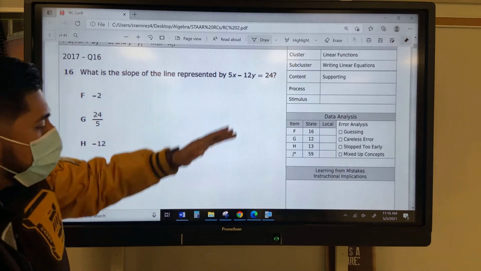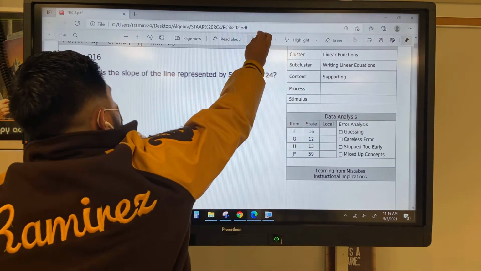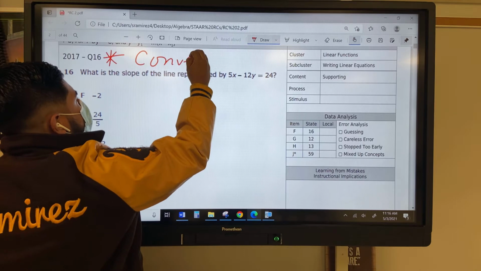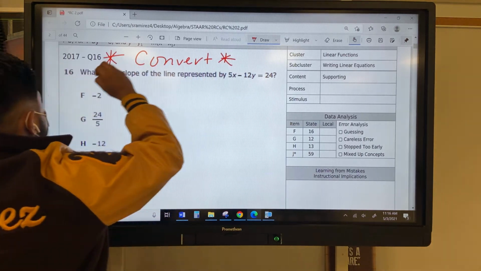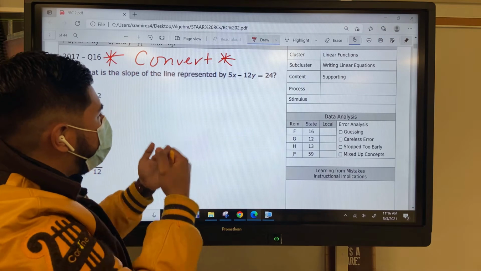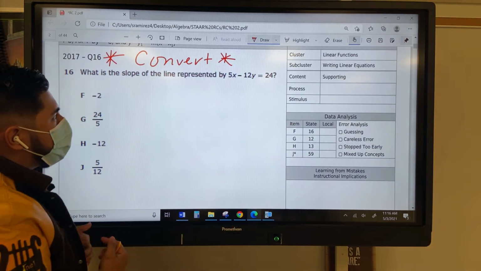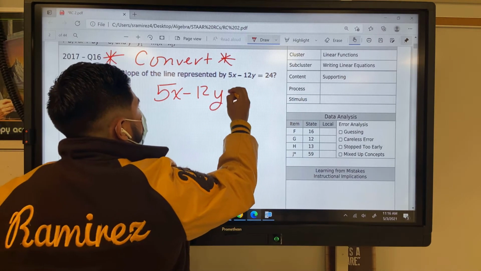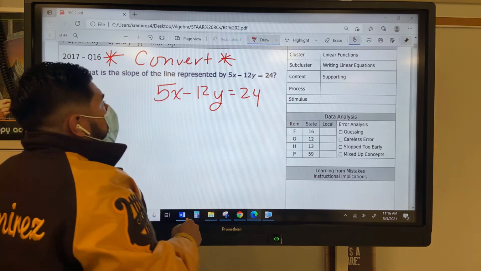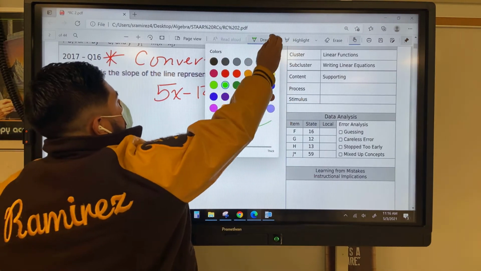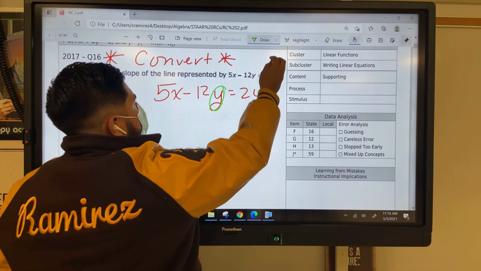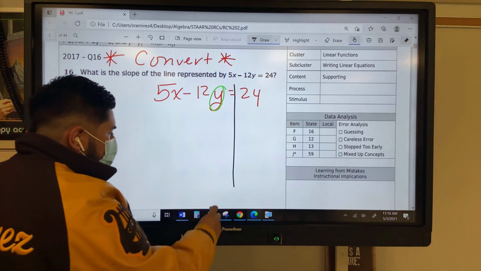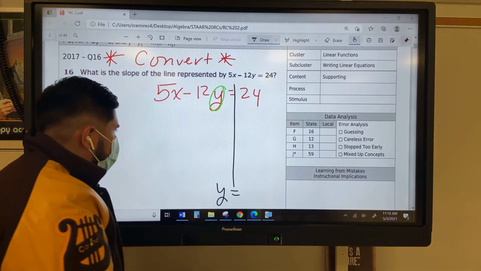What is the slope of the line? This is not in y equals form. Let's put a little star right here because this is important, since we need to convert. What do you mean convert? Converting is taking this equation and turning it into y equals. Let's write it out: 5x minus 12y equals 24. I'm going to circle what I want, which is this y. I want it by itself. At the end of it, I want to say y equals.